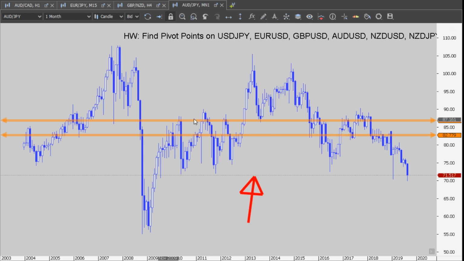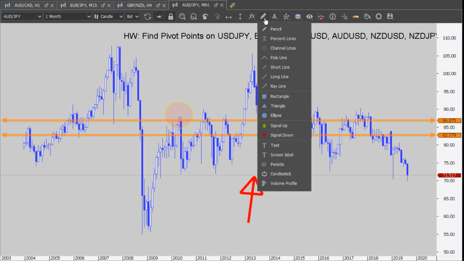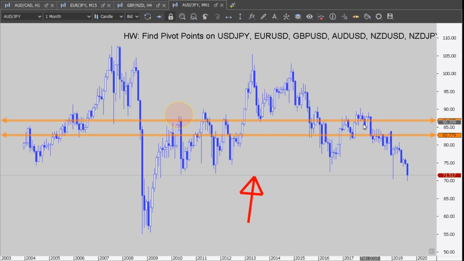Okay, the market hitting here, right, and here. You need minimum two. Okay, downside up, upside down. Bam, bam. This is a pivot point.